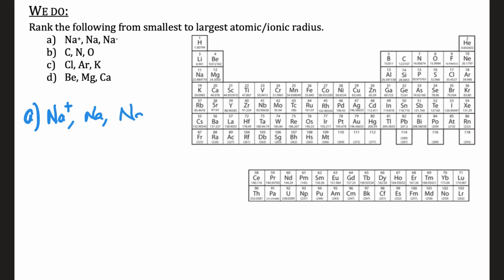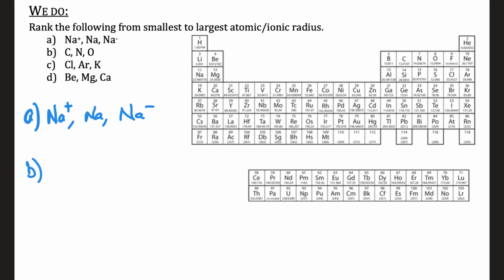And then Na minus. Well, why is Na minus bigger than Na plus? It's got the same number of protons. It's got the same number of occupied shells and subshells, but it's got more electrons. More electrons mean more repulsion. More repulsion means electrons are being pushed away from the nucleus. That means less attraction. It means it's going to get bigger.